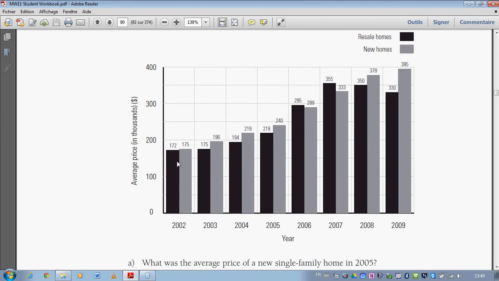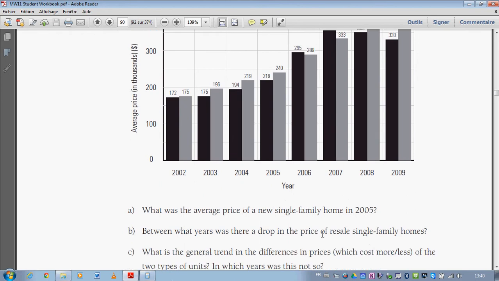That means we're looking for when the bar graphs would have started decreasing. So it looks like it's increasing all the way up to 2007, and then from 2007 to 2008 it dropped, and from 2008 to 2009 it also dropped.